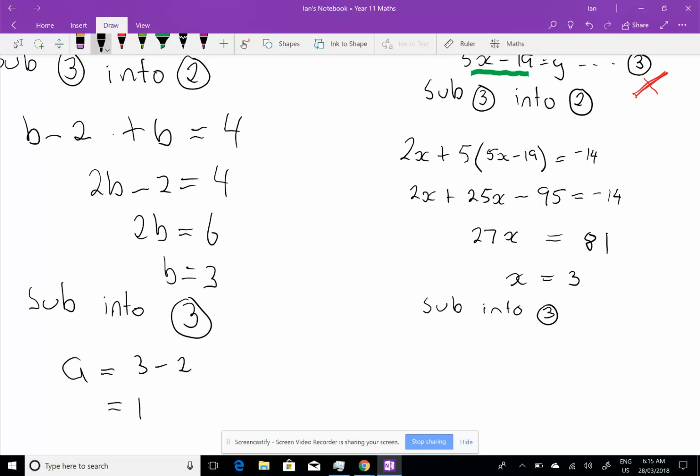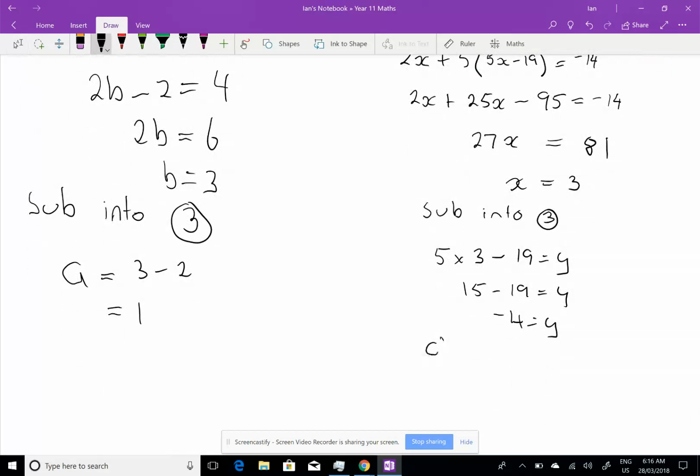And please make sure you show all your steps. And I get 5 times 3 minus 19 equals y. 15 minus 19 equals y. Negative 4 equals y.